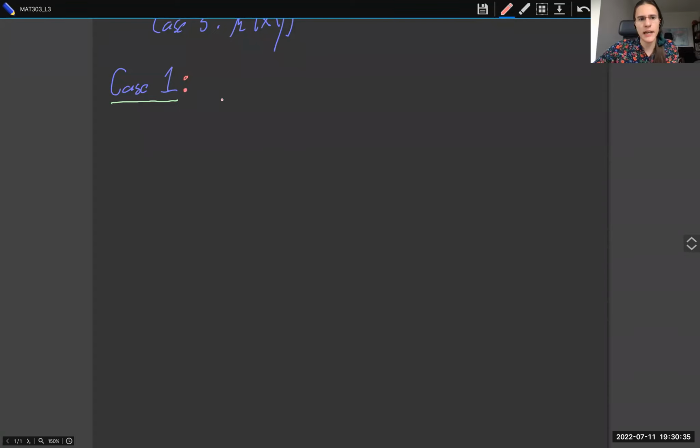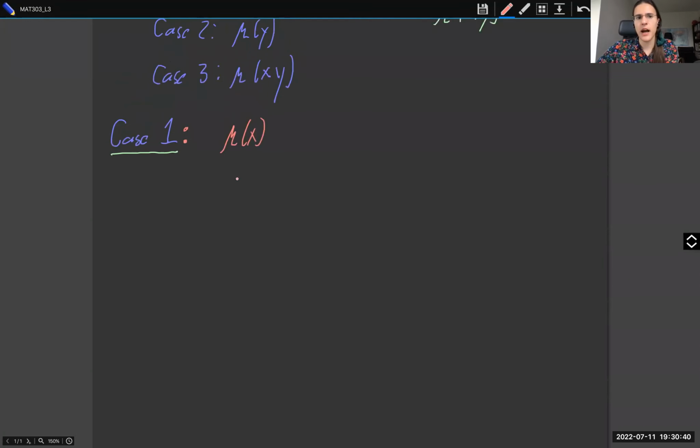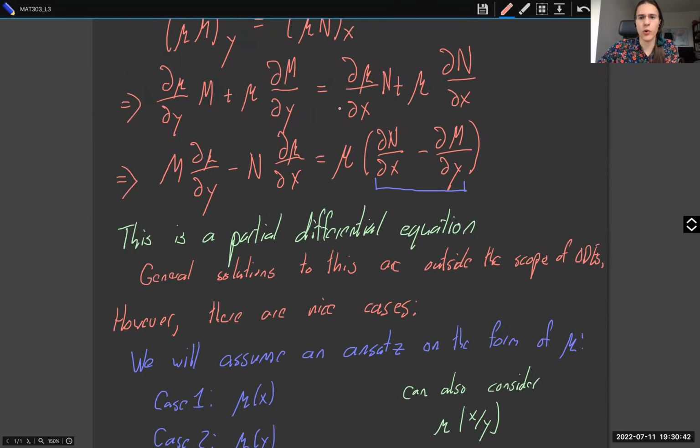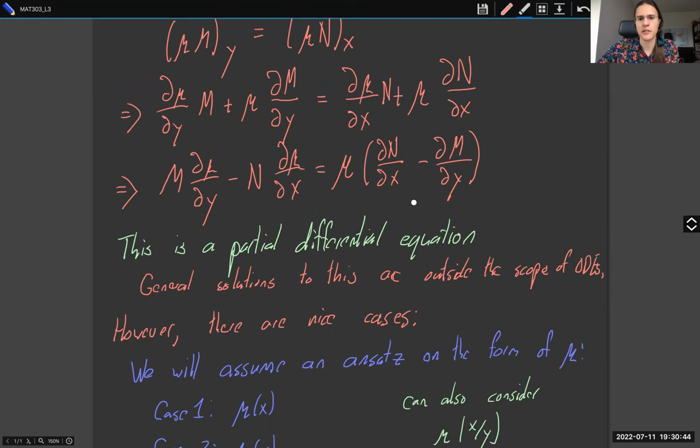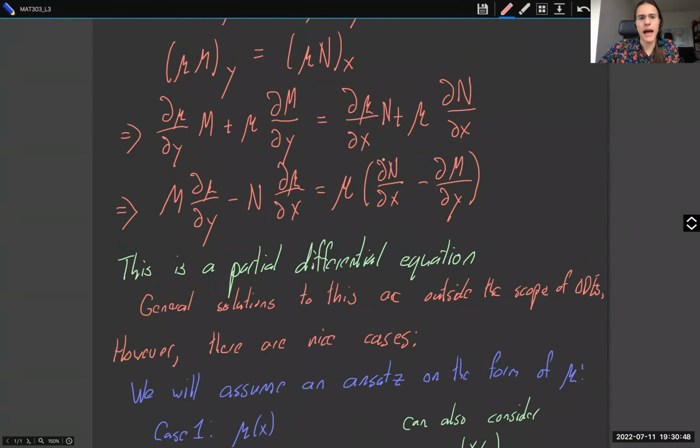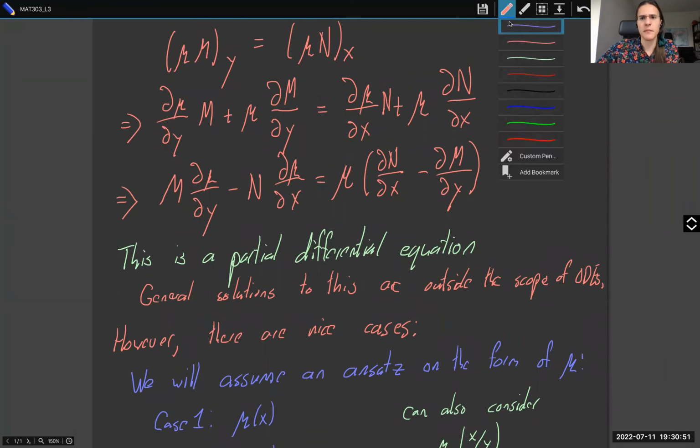Okay, so case one is integrating factors that are functions of x alone, right? So let's go to the equation for an integrating factor, which is this equation right here.